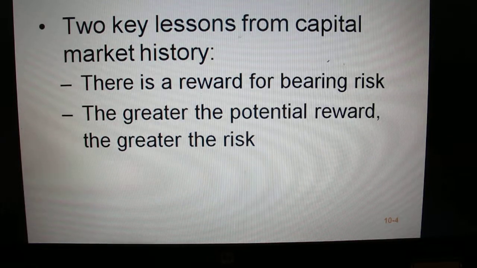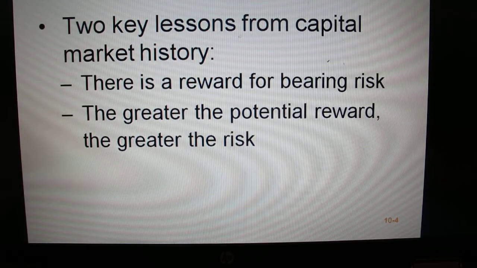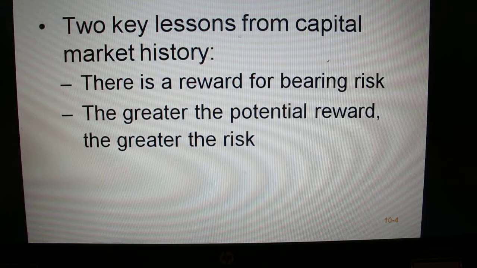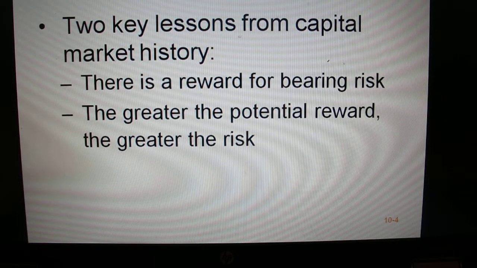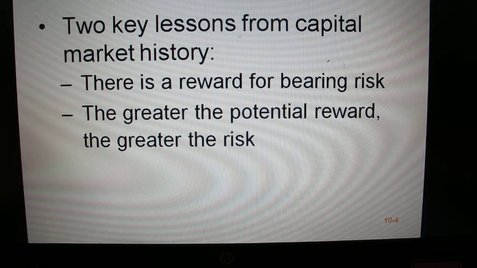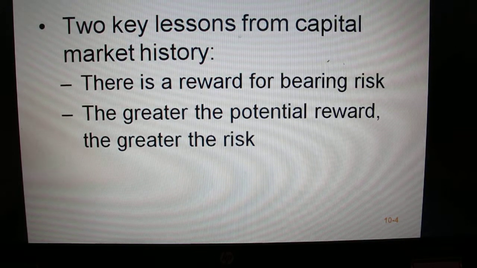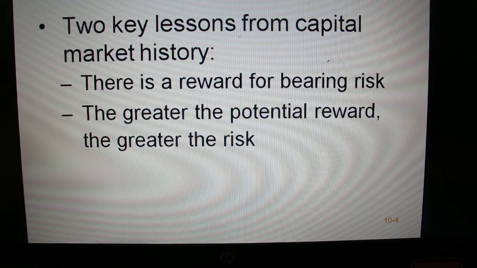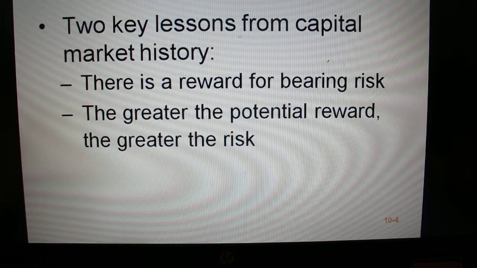in a sense, what we've done so far in the class is we've talked about maximizing shareholder value. And what we need to really mention at this point is that I'm sure you've gained this just from following our stock simulator game, that there's a trade-off between risk and reward. And this chapter really digs into that, the fact that there is a trade-off between the two. So this slide's saying that the two key lessons from capital market history: there's a reward for bearing risk, and the greater the potential reward, the greater the risk.